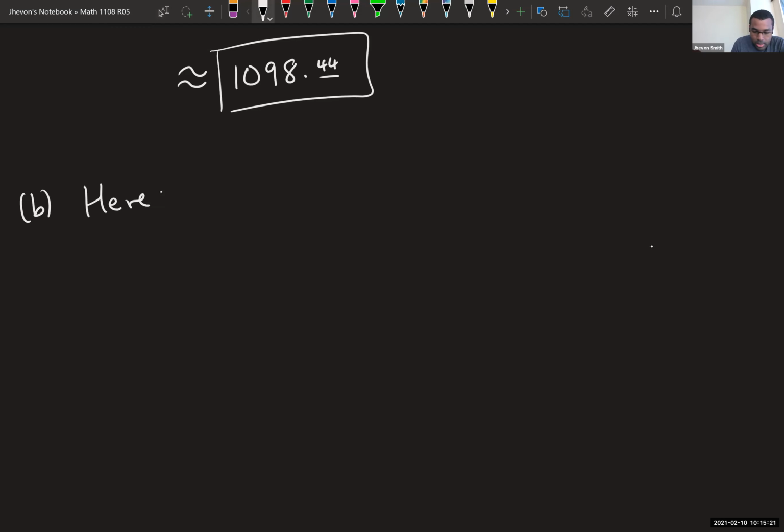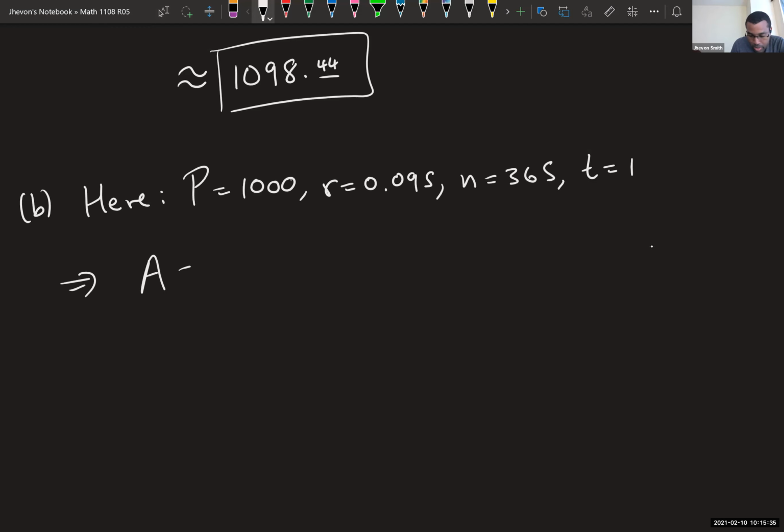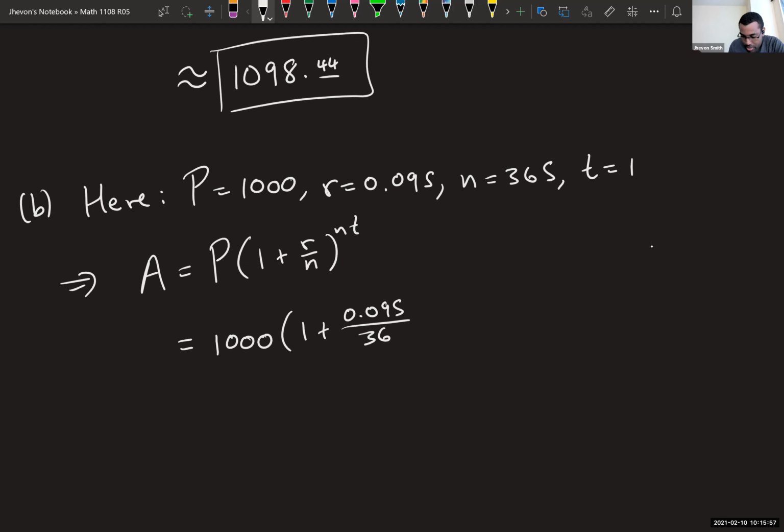Here, again, I'm borrowing $1,000. Interest rate is 9.5%. Now my N is 365 and time is 1 year. So the amount I have to pay back if it's compounded is this guy. And again, to make sure you memorize a formula, every time you want to use it, you write it down. Eventually, you'll just remember it. It'll be a part of muscle memory. Your hand will remember, even when your brain isn't remembering. So 1,000 times 1 plus 0.095 over 365, raised to the 365 times 1.